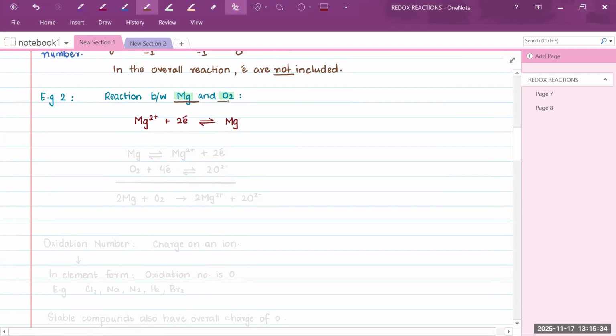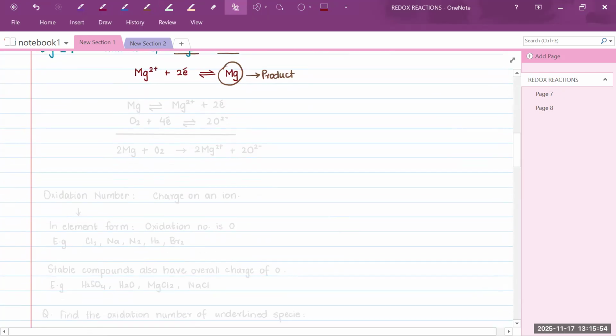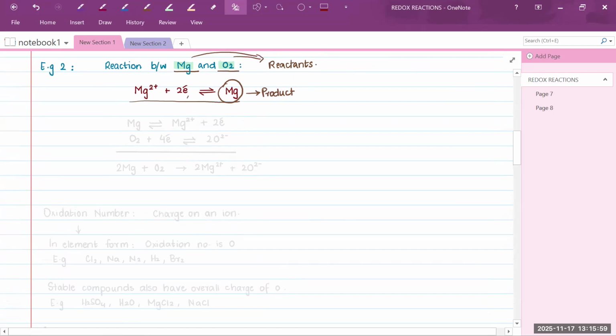magnesium and oxygen are reacting. So magnesium and oxygen will be on the reactant side, right? Here magnesium is converting, that's the product. So what do we have to do? Okay, they are both the reactants. So what we'll have to do is flip the equation, right? And flipping the equation just means doing what it says, flipping the entire equation.